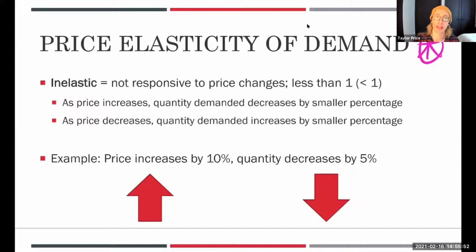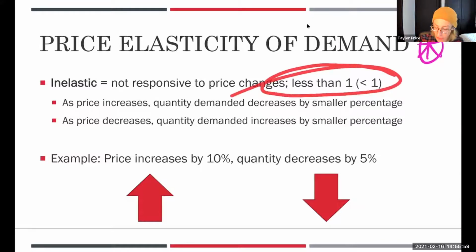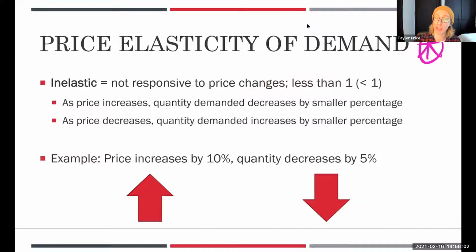The next type of elasticity that we have is inelastic. Basically, it does not respond much to price changes. We know that something is inelastic if the elasticity is going to be less than 1. All we're saying for something that's inelastic is that if the price increases by 10%, quantity decreases by less than 10%. So the price increase or decrease is effectively larger than the quantity demanded decrease or increase.